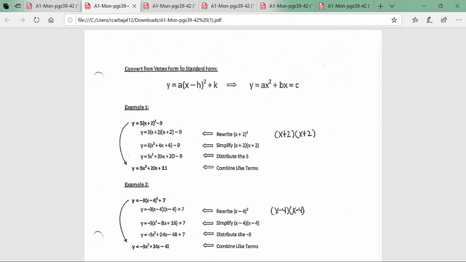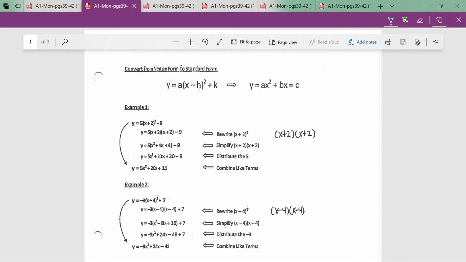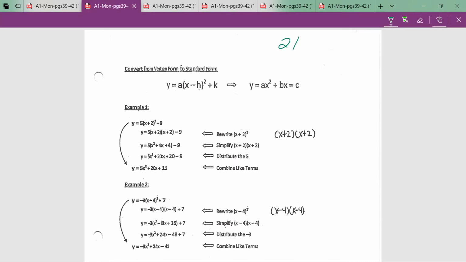Alright, today is February the 17th, 2020. Alright guys, today we're going to be converting from vertex form to standard form.